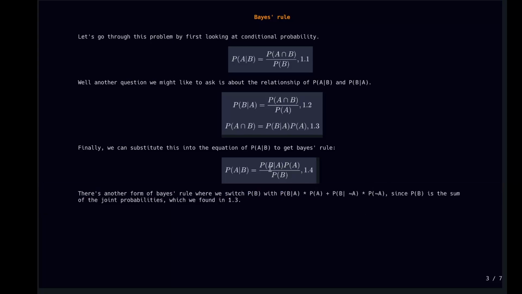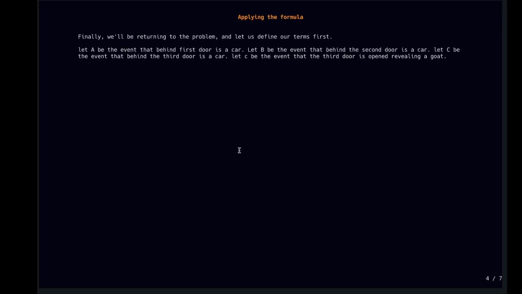Okay, so now we're going to be applying the formula to our problem. We let event A be that behind the first door is a car, B that the second door is a car, and C that the third door is a car. And let small c be the event that the third door is opened, revealing a goat.